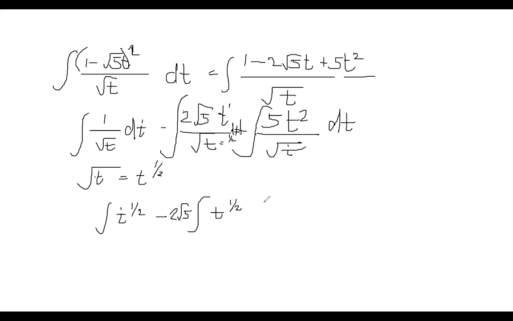Then the last term is 5. We have 5 here. Then t to the power of 2 all over t, or square root of t. So we just have to again subtract them. So I have 2 minus 1/2. How much is that? So we have t to the power of 3/2. Right? And we have dt here. We have dt in all of them.